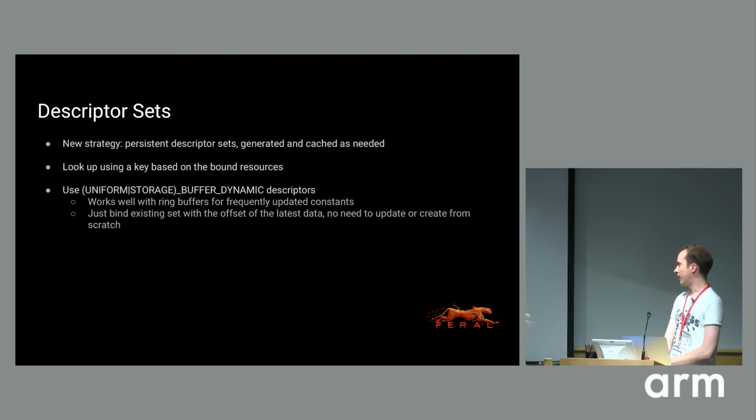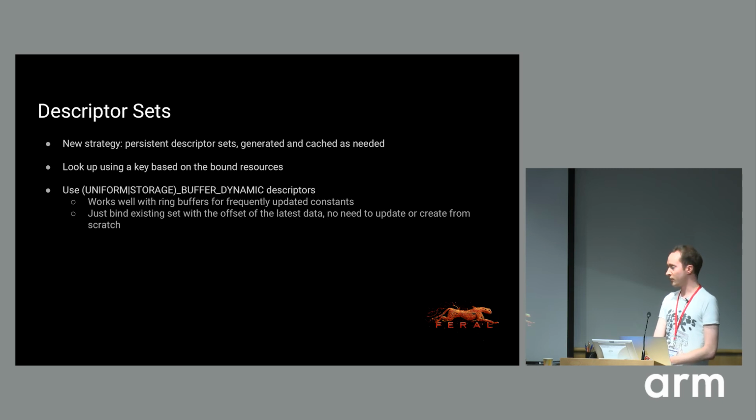And then on top of that, we're now using the dynamic uniform and storage buffer descriptor types. Because this works well with how we implement buffers for frequently updated buffers. So we do them as a ring buffer, where every time we want to write new data to the buffer, we just advance an offset in the buffer and write the new data there. So at bind time, we have to go and add on the offset to the latest data in the buffer.